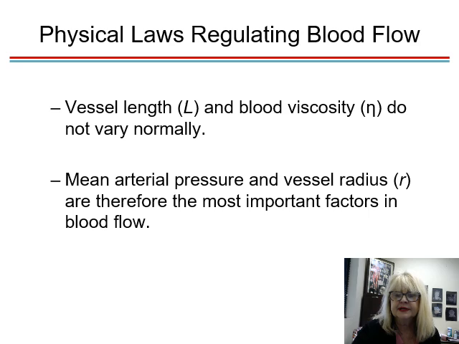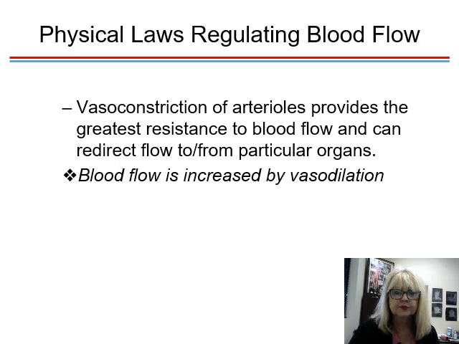So vessel length and blood viscosity do not vary normally, and the mean arterial pressure and vessel radius are therefore the most important factors in blood flow. Vasoconstriction of the arterioles provides the greatest resistance to blood flow and can redirect the flow to and from particular organs. So blood flow is increased by vasodilation.